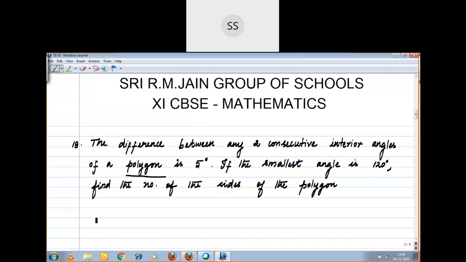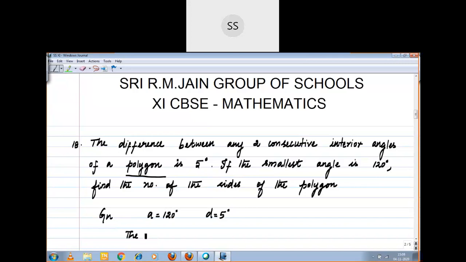You have to read the question carefully. What are the things that are given, you have to write first. Given a equal to 120 degrees, d is equal to 5 degrees. The difference between two consecutive interior angles of a polygon is 5 degrees. That is our d. Right?